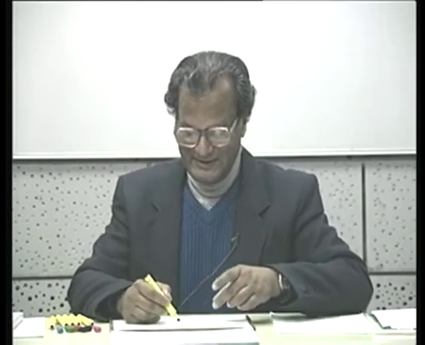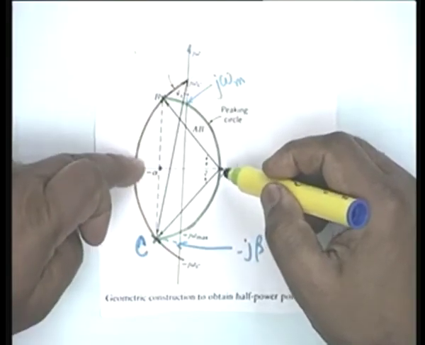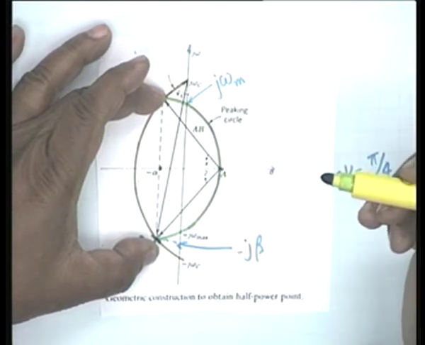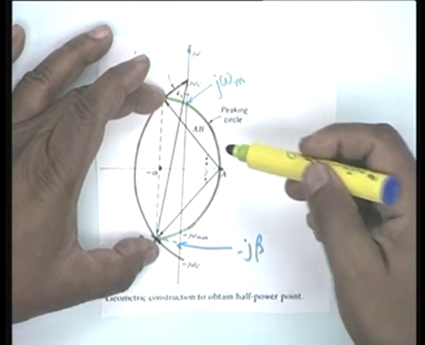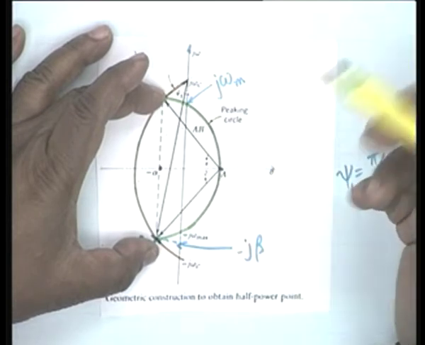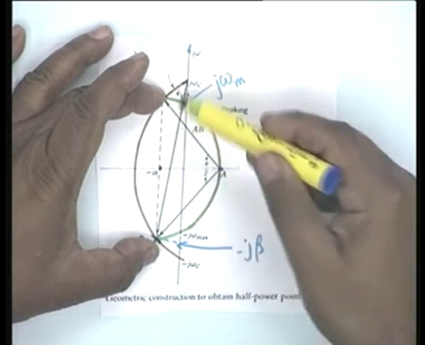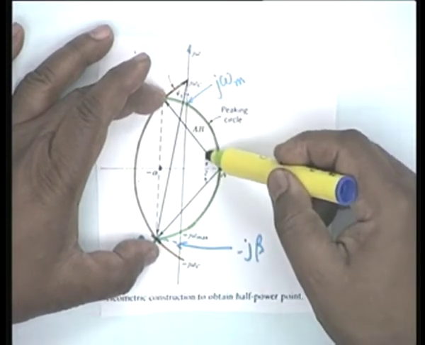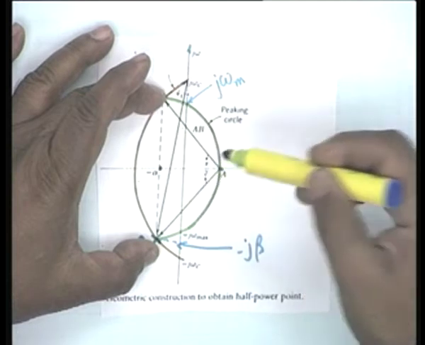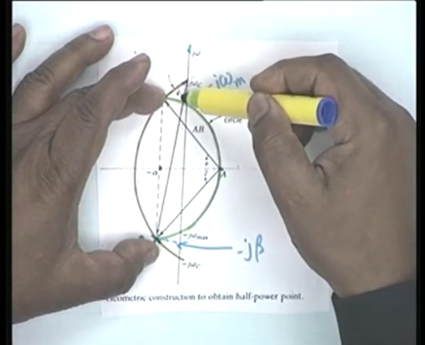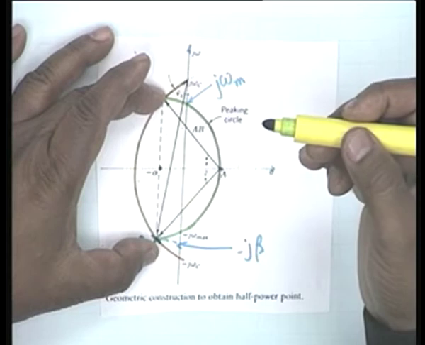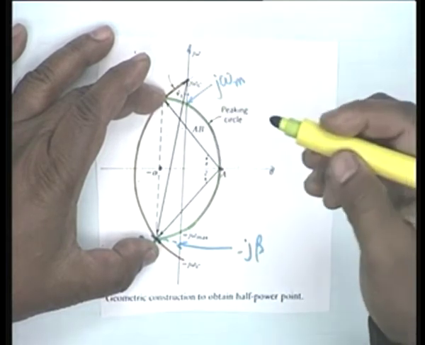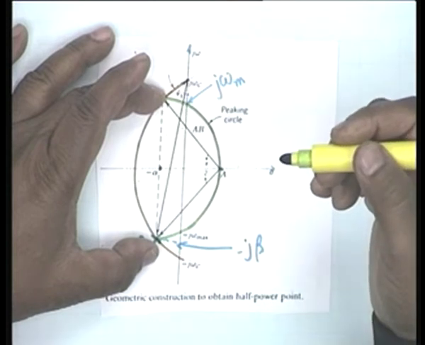Oh yes, this is the center of this orange circle. The chord AB belongs to both the peaking circle and the orange circle. For the peaking circle it is the diameter, whereas it is less than the diameter for the orange circle. And A is the center of the orange circle, so the angle subtended at the center is pi by 2. The angle subtended on the circumference must be pi by 4, half of that, and therefore j omega c gives you the half power point.